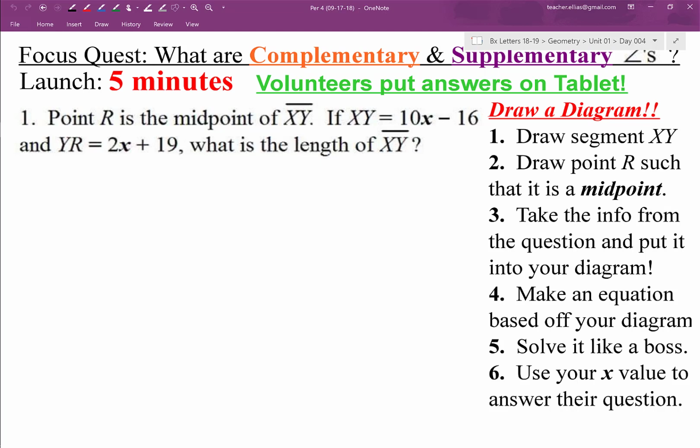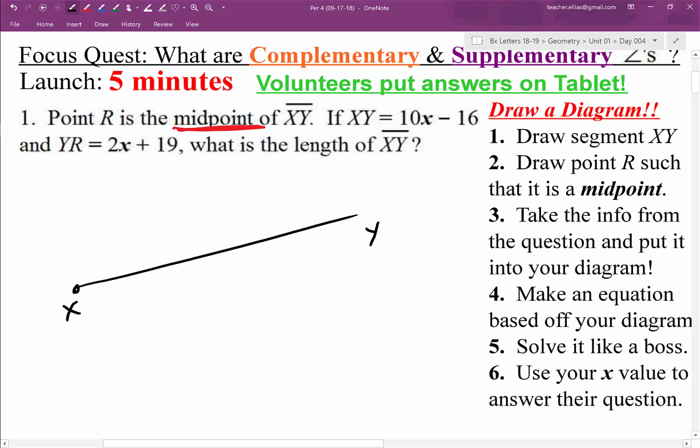All right. Let's talk about number one. Give me a keyword in number one. A little bit louder. Midpoint. What does that mean? The middle of what? Line. Line segment. Where's the start and end of that line segment? Start at X and at Y. Awesome. Middle with R. Awesome.